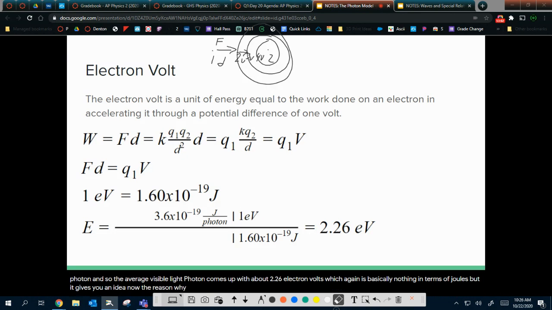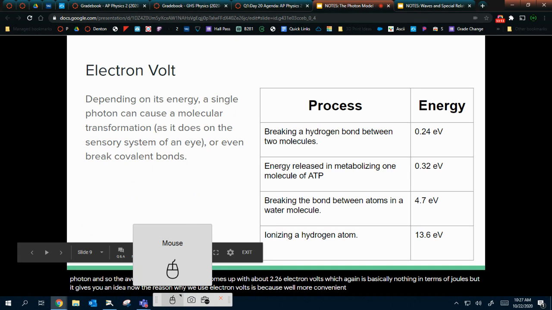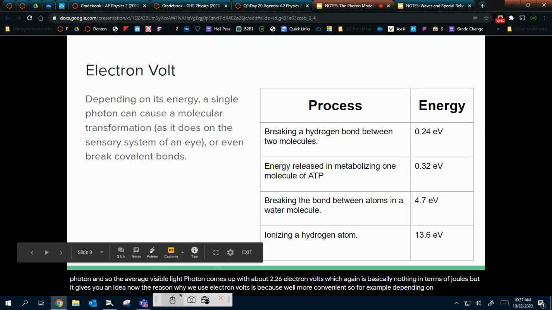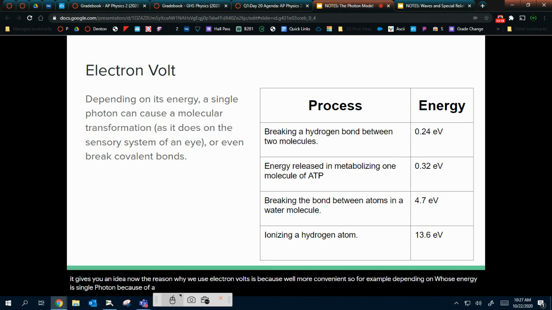Now, the reason why we use electron volts, I've already said, is that it's more convenient. For example, depending on its energy, a single photon can cause a molecular transformation, as it does in the sensory system of your eye, or even break covalent bonds. If you have a photon that comes in with at least 0.24 electron volts, that can break a hydrogen bond between 2 molecules. Now again, the hydrogen bond is pretty weak.